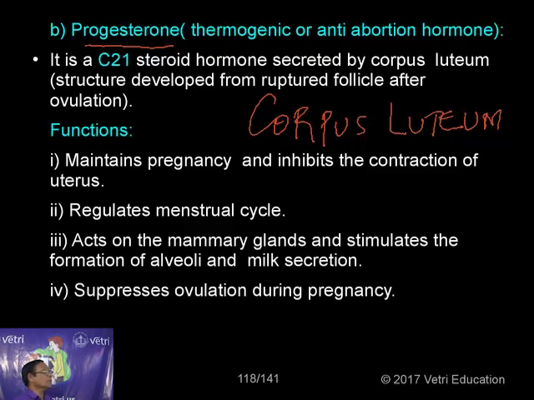So what is its role? It maintains pregnancy by inhibiting contraction and relaxation of the muscles of the uterus, normally keeping the uterus in a quiescent stage. Quiescent means without showing any movement or motility. It regulates the menstrual cycle, acts on the mammary gland, and stimulates the growth of the mammary glands. The mammary gland is formed of units called alveoli, and progesterone causes the growth of the alveoli, which are concerned with milk secretion. It also suppresses ovulation during pregnancy. Ovulation, the release of the egg from the ovary, is stopped during the pregnancy period because the pregnancy is going on.